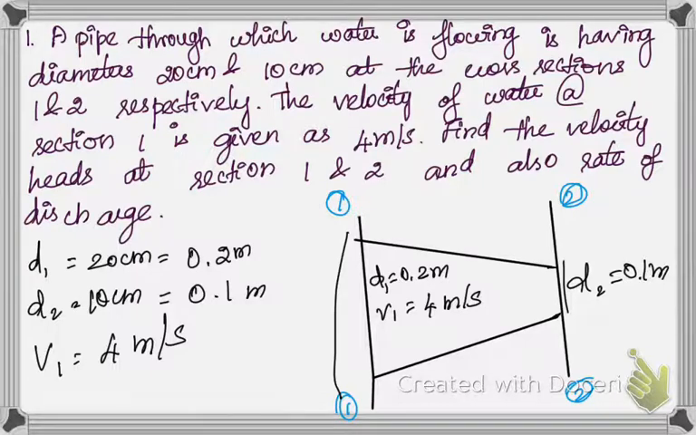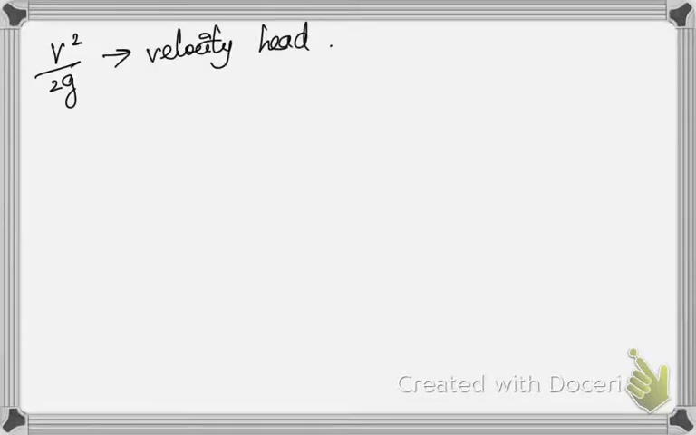We have to be very careful and draw the diagram as given in the problem. Next, they have asked us to determine the velocity head. What do you mean by velocity head? We have seen this in the last video itself. Velocity head is nothing but v squared by 2g. This is the one we call velocity head. So they have asked us to determine the velocity head for two sections.